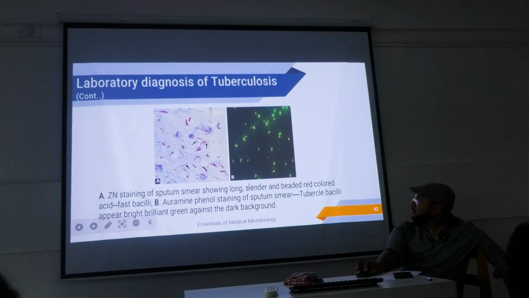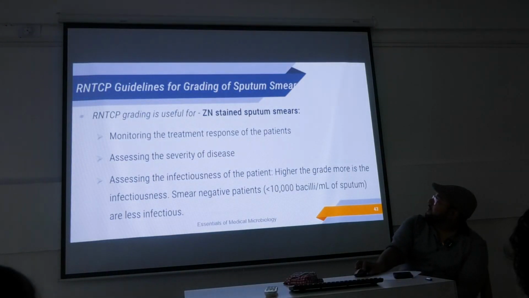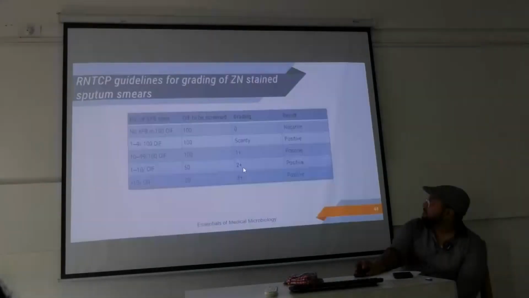দিস ইজ আ জেডেন স্টেন, এটা হচ্ছে fluorescent or carbol fuchsin staining of the sputum smear. RNTCP guideline is used for ZN stain sputum smear, monitoring of the treatment response of the patient, assessing the severity of the disease, assessing the infectiousness of the patient, higher the grade, more is the infectiousness.